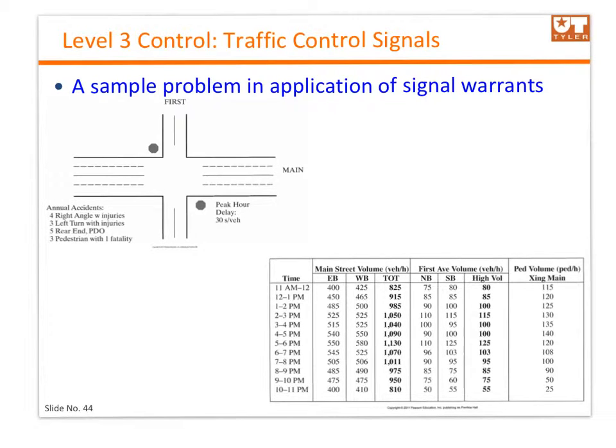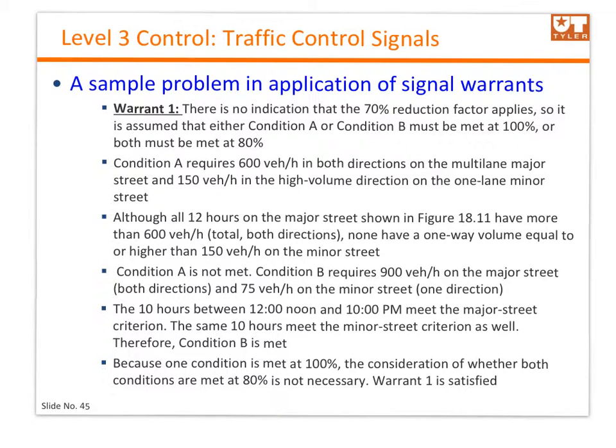Also, there is information related to the crash experience or the accidents, because this is also going to be used in warrant 7. So we're having annual accidents: 4 right angle with injuries, 3 left turn with injuries, 5 rear end with personal damage occurred, and 3 pedestrian with 1 fatality. So let's start with the first one.